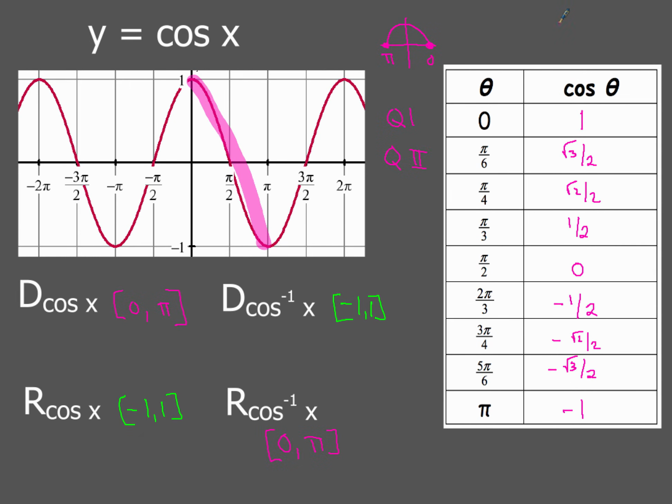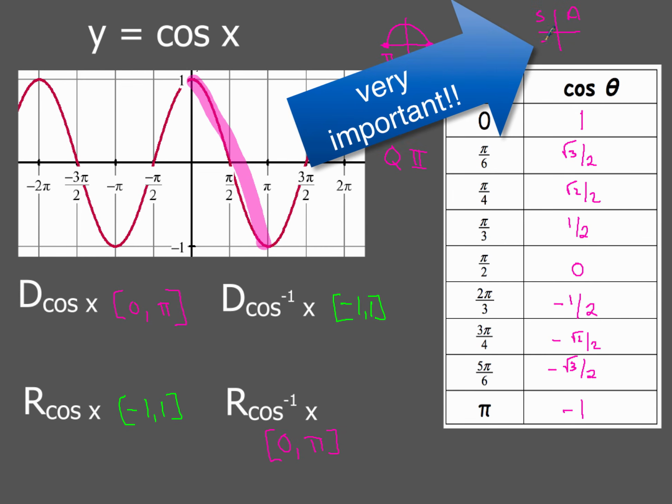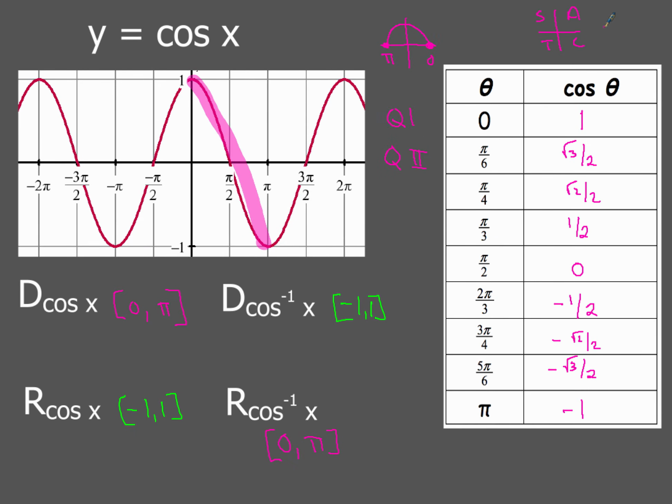Now one other thing to throw in there is that you always want to remember this general idea, ASTC, for All Students Take Calc, or any other acronym that you've heard of, so that you remember the sign of the trig function in each one of those quadrants. Now here we're dealing with arc cosine or cosine, and cosine is only positive in quadrants 1 and 4.